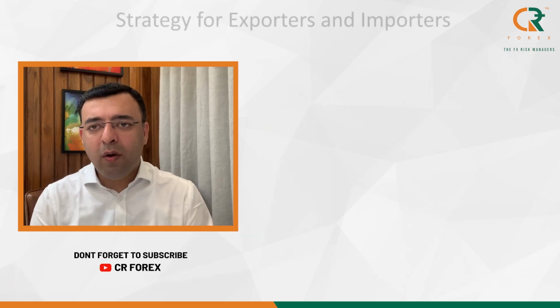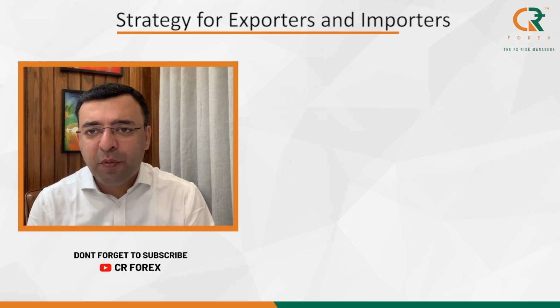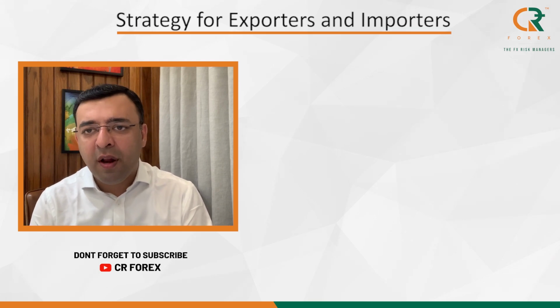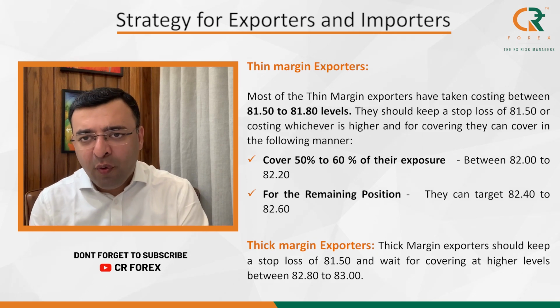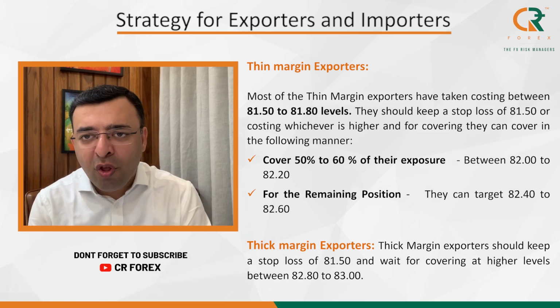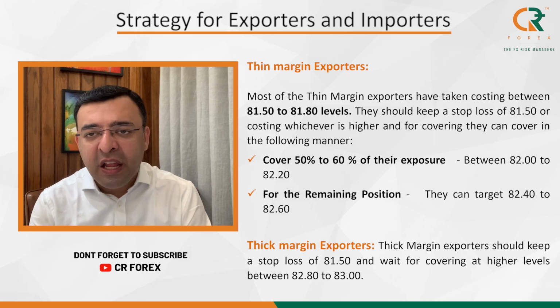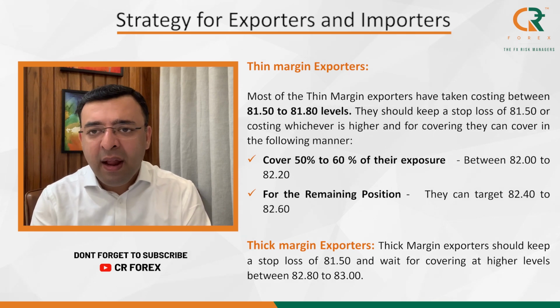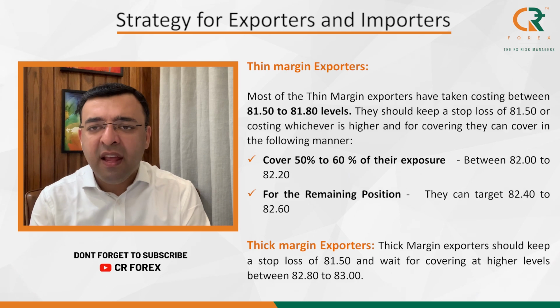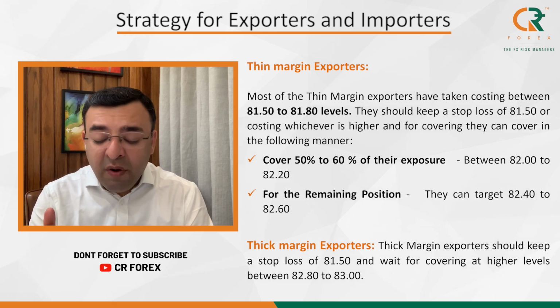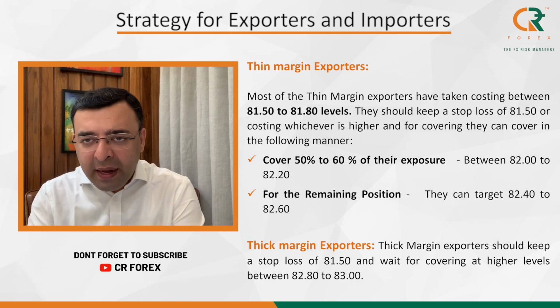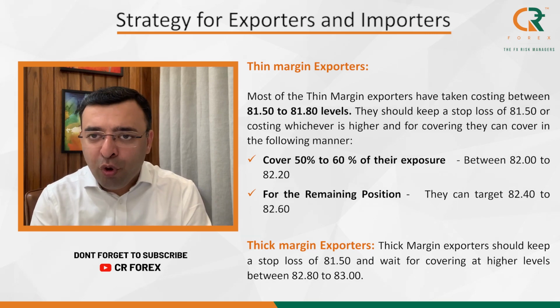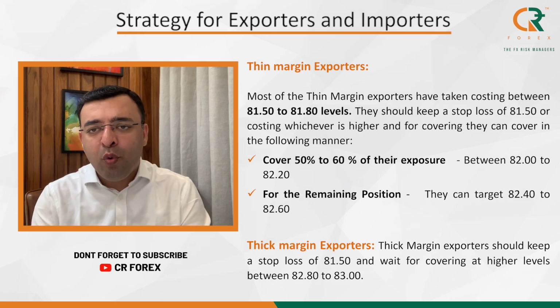Now let us discuss strategy for thin margin exporters like agri exporters or chemical exporters. Most of them have taken costing between 81.50 to 81.80. They should keep a stop loss of 81.50 or costing, whichever is higher, and they should act in the following strategy. Cover 50 to 60% of their exposure between 82 to 82.20. For the remaining exposure, they can wait for higher levels of 82.40 to 82.60.